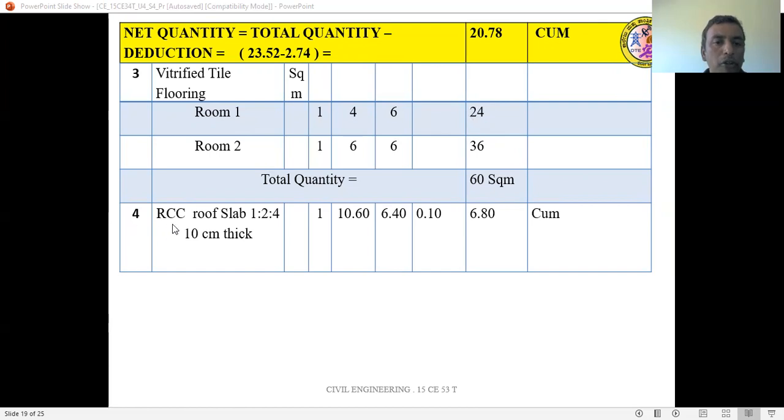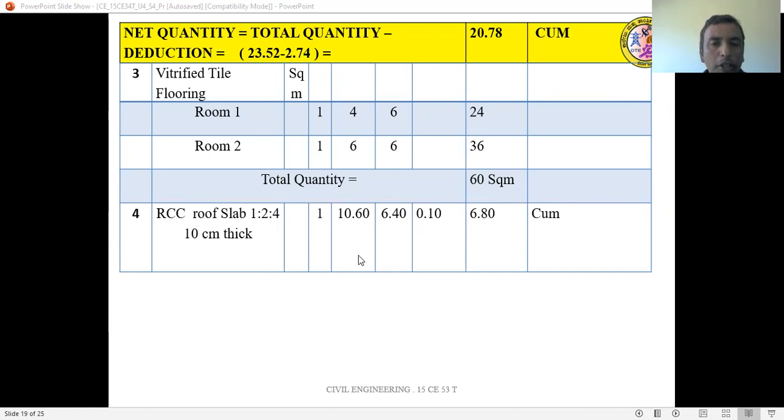Then item 4 is RCC roof slab 1:2:4, 10 centimeter thick. This is already calculated above. The number of RCC slab portions is 1. The length of the RCC slab is equal to 10.6 meter. Breadth of RCC slab is equal to 6.4 meter. Thickness of RCC slab is equal to 0.1 meter. Multiplying all the four values, you will get the quantity of 6.8 cubic meter, which is the total quantity of RCC slab.